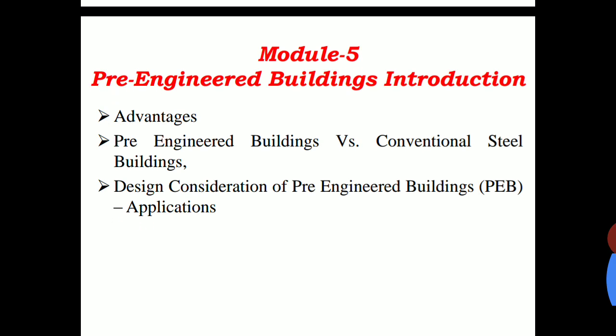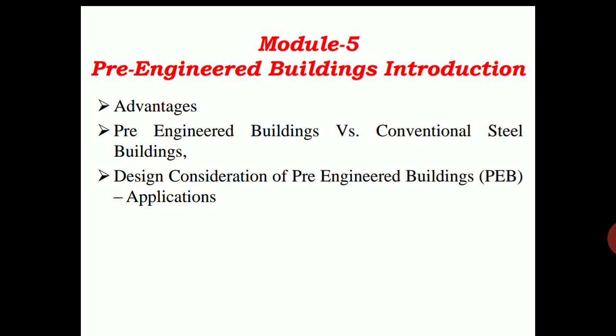And then module 5 is the entire comparison between pre-engineered buildings versus conventional steel buildings. We'll study the main advantages and disadvantages of pre-engineered buildings. A few design criteria apply while preparing, constructing or manufacturing these pre-engineered buildings, along with different applications of them. So we'll study these concepts in module 5. Thank you.